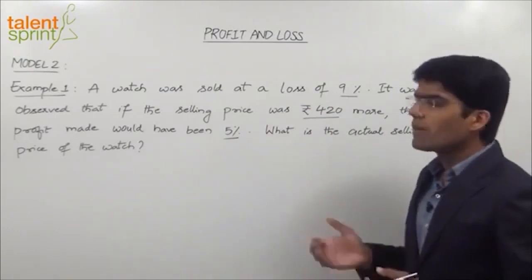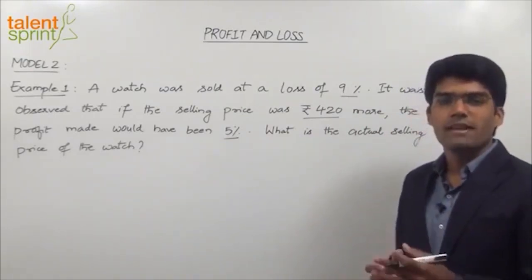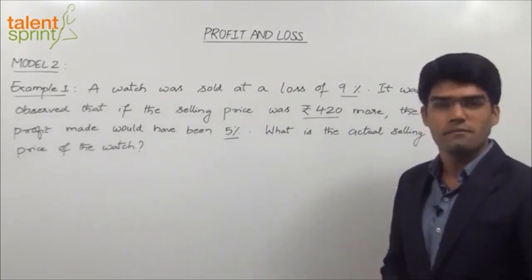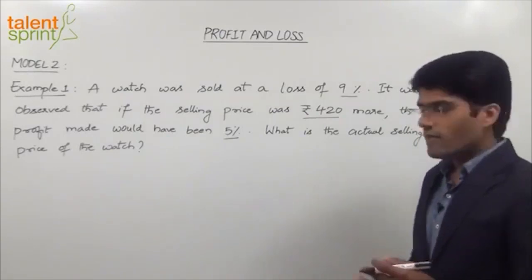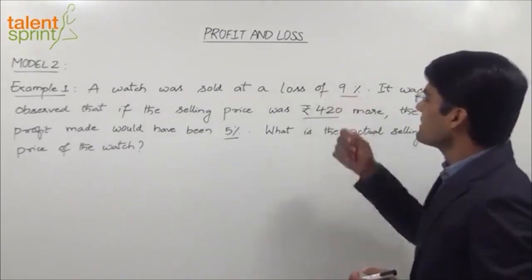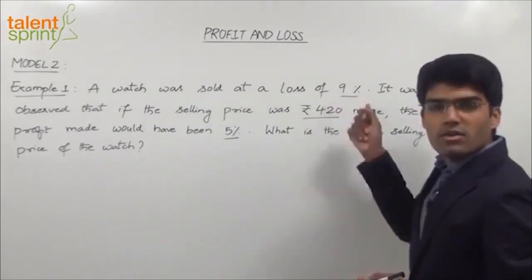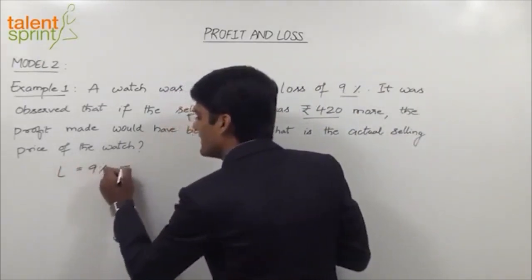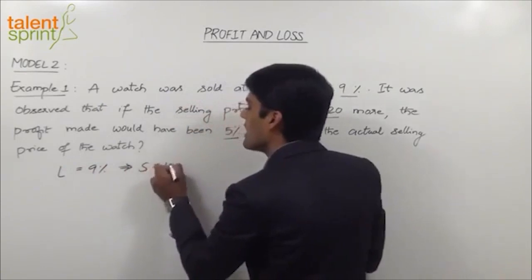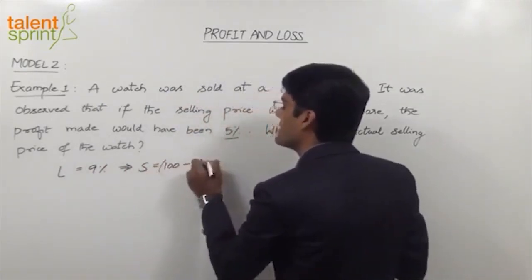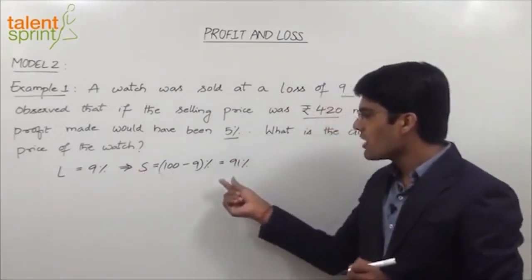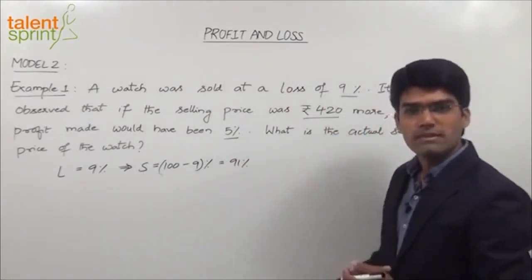Now the best way to solve such questions is simply find out the selling price in terms of percentages and then cross multiply to find out the required answer. For example, here the question says the watch was sold at a loss of 9%. We very well understand that if the loss is 9%, then the selling price will be equal to 100 minus 9%, that is equal to 91%. That means the actual selling price of the watch was equivalent to 91%.